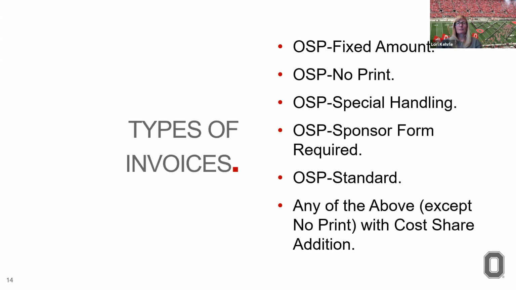There's also an option for each of the above invoice types, with the exception of the no print, to include cost share. At this time, the cost share invoice will be on a separate page with the cost share data as it is in PeopleSoft. So there's no additional checkbox to select. We would just need to select the type of invoice with that cost share behind it, and that would flag the account for the additional cost share information. So that's a good change.